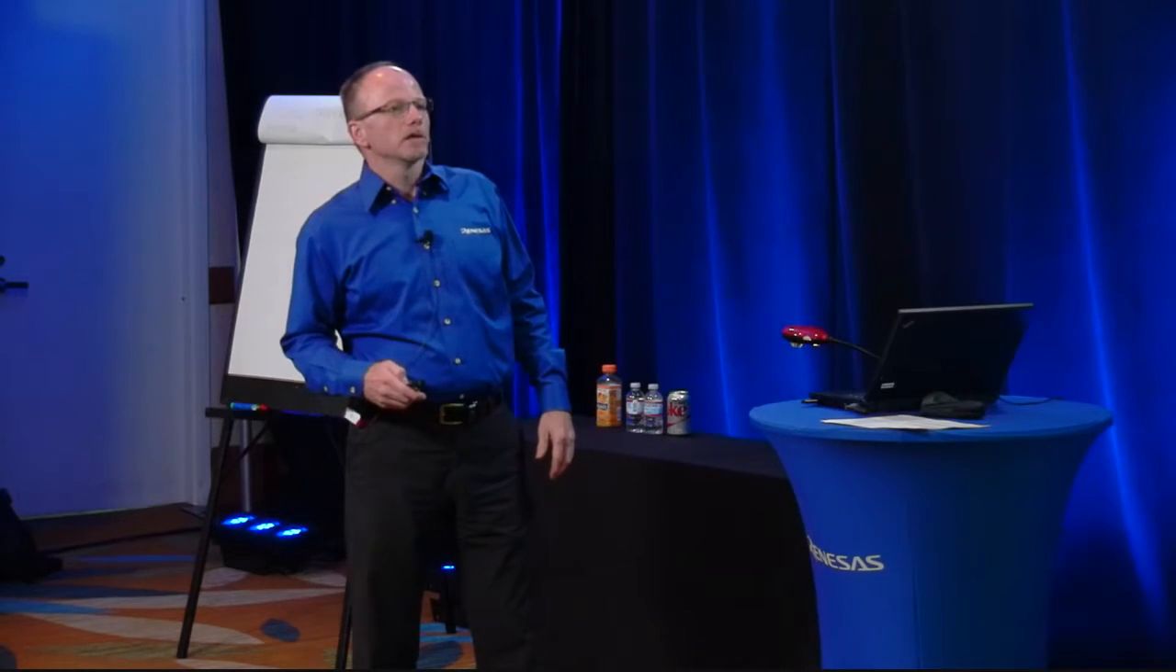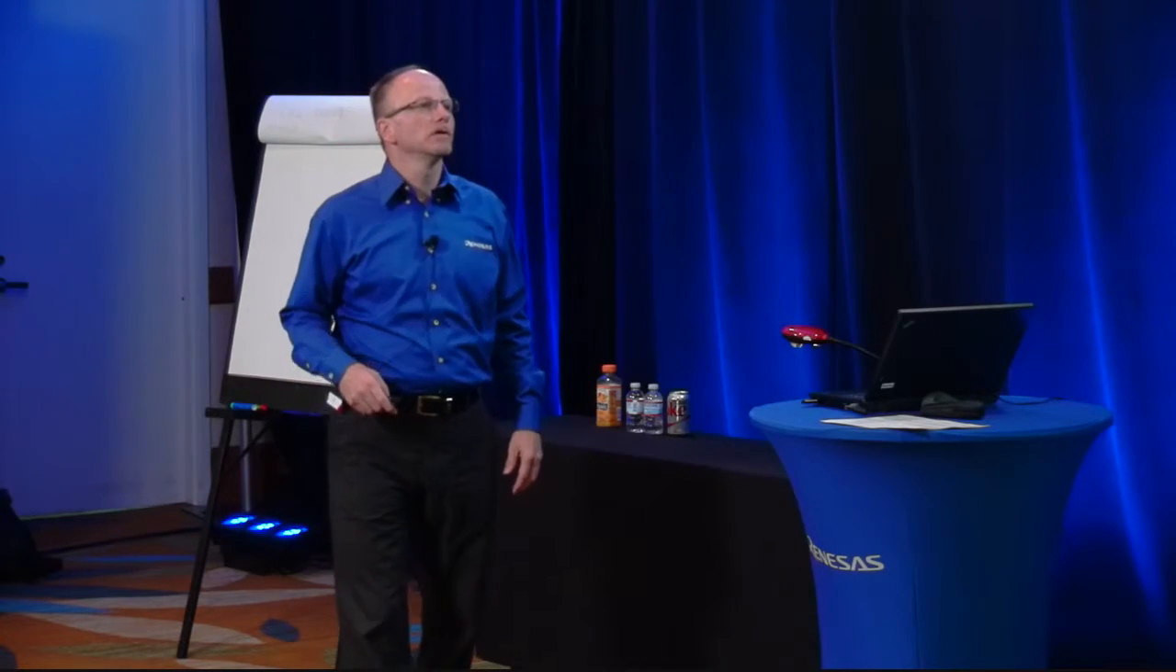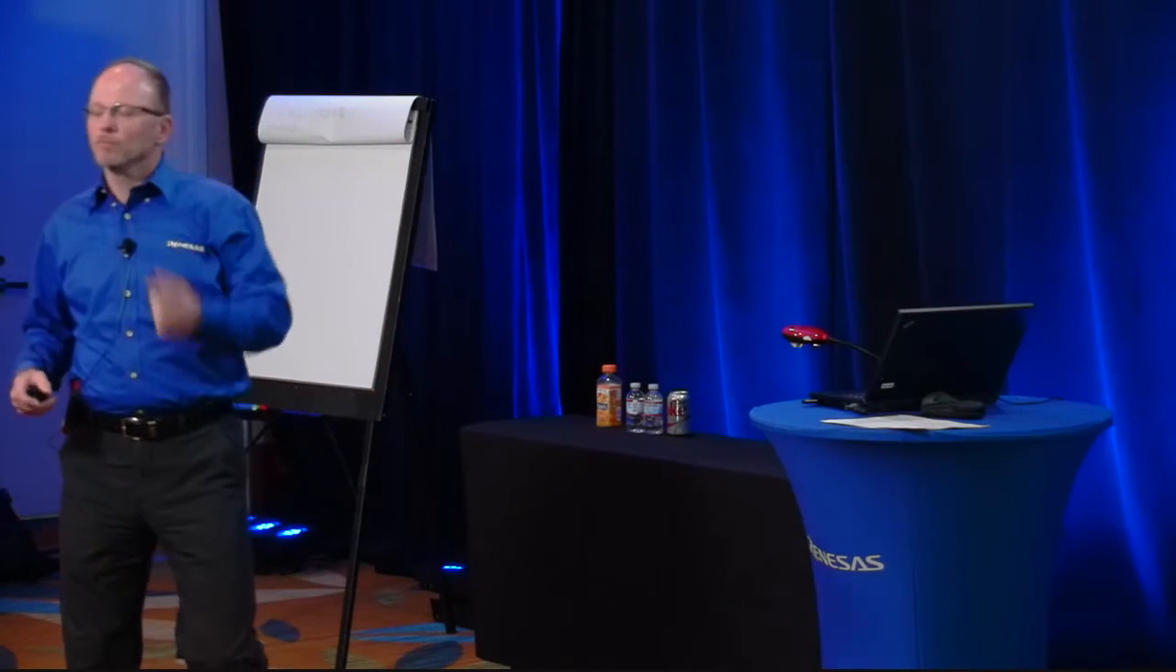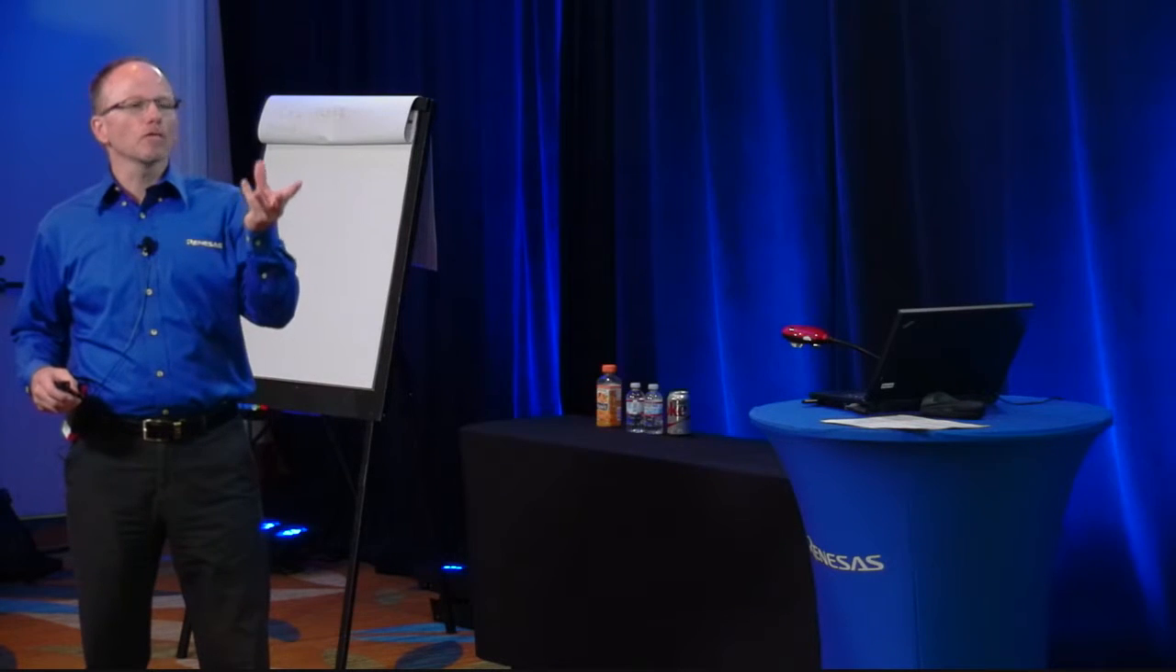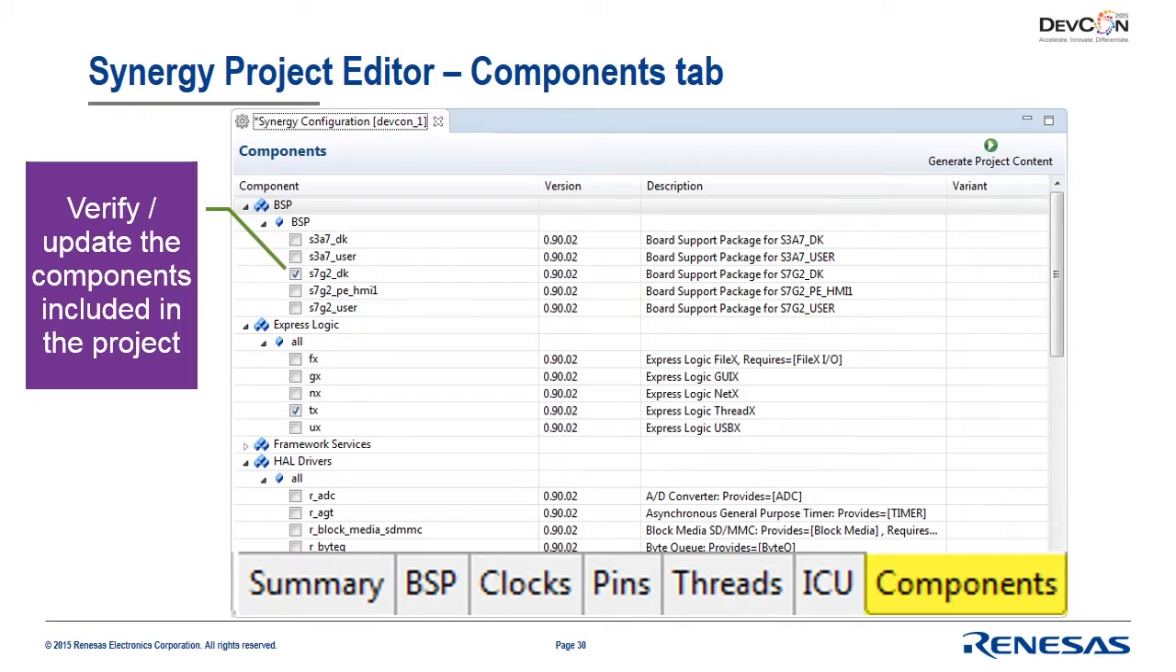So the last tab in that project editor is the components tab. And basically the reason we put this all the way at the end is because you can use it as a quick reference to see which modules are pulled into your project. Any of these components that are tick marked are currently part of your project, and you can see which version of SSP they belong to.